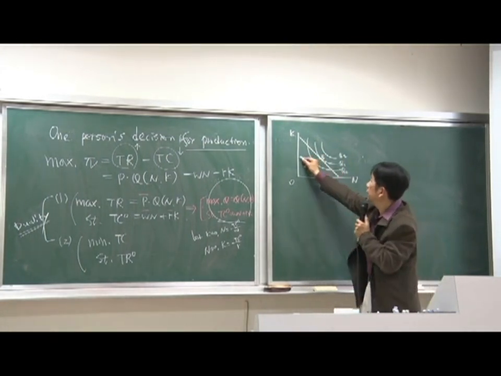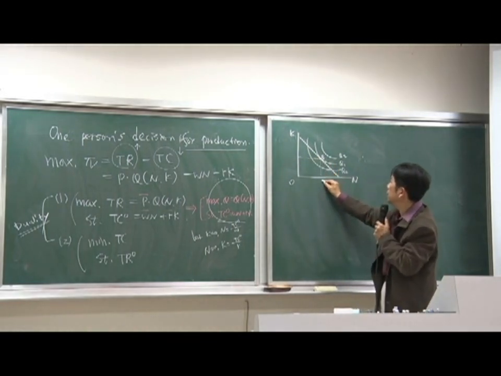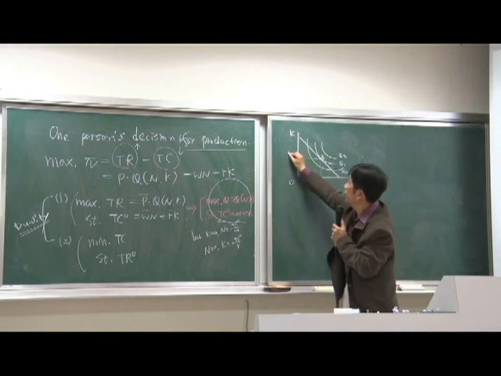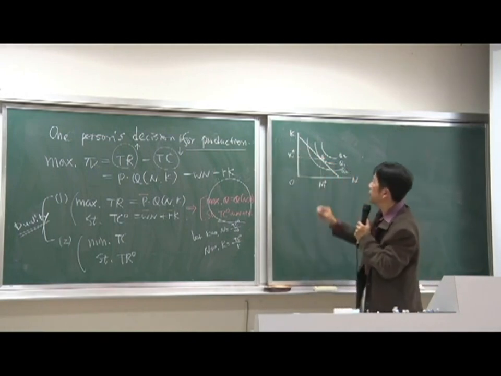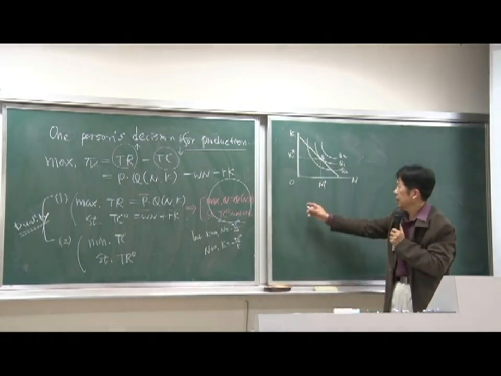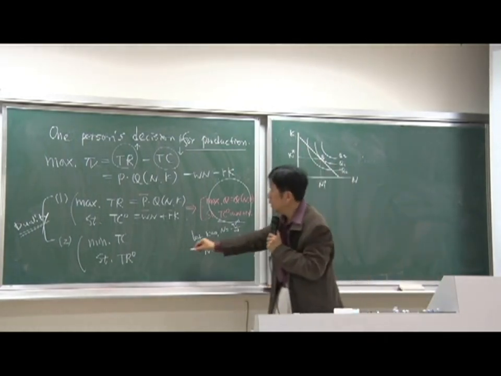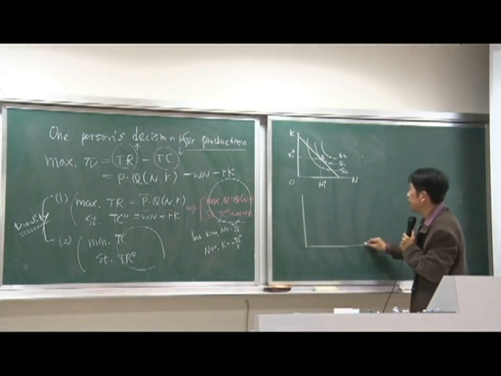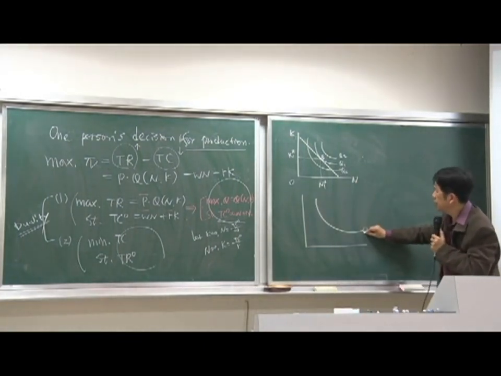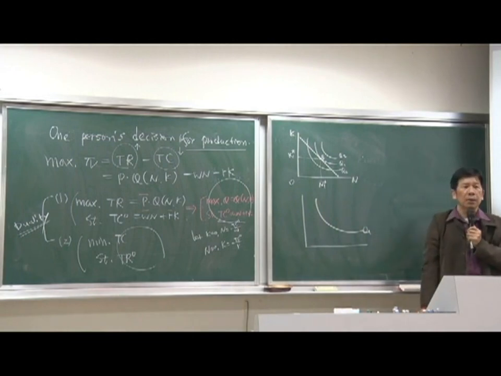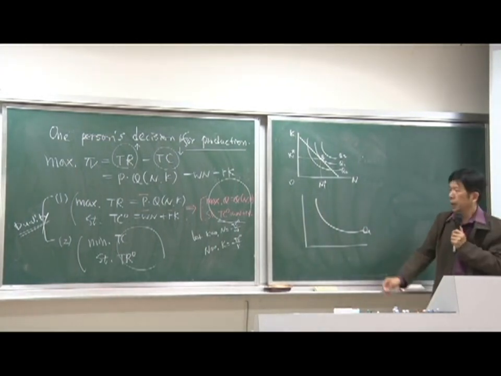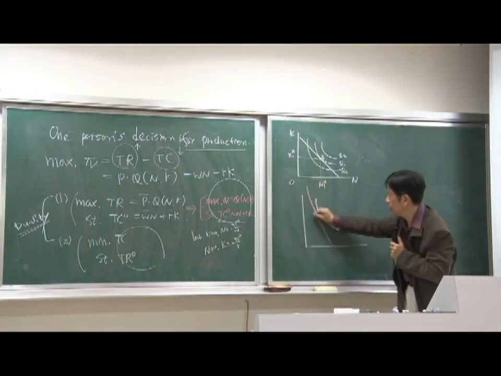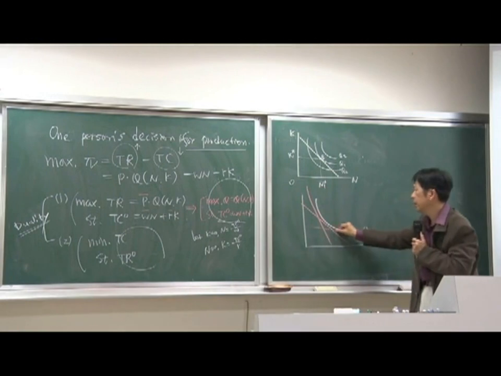Because at point E, we can hire N1 workers and K1 units of capital. This is the best choice. From this idea, you can see that your quantity is constant, and then you can see which one has the minimum total cost.